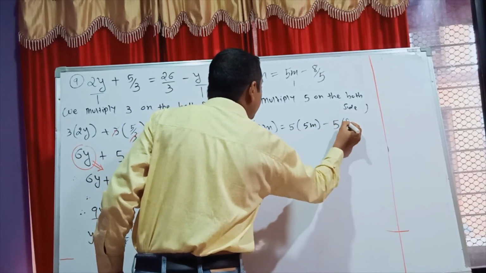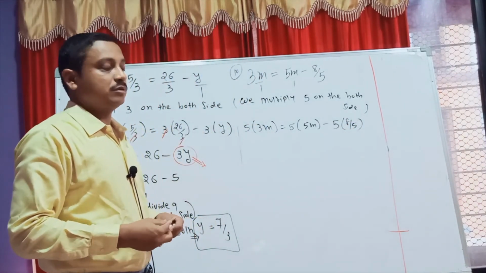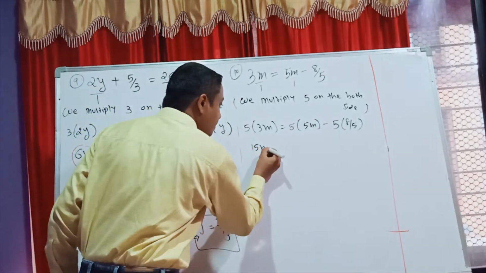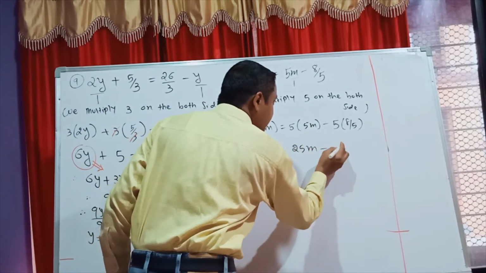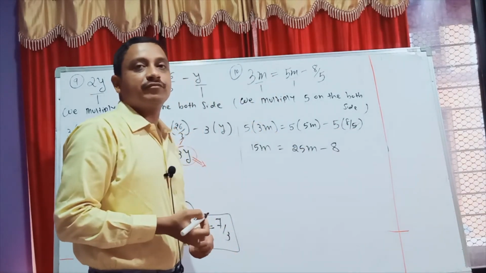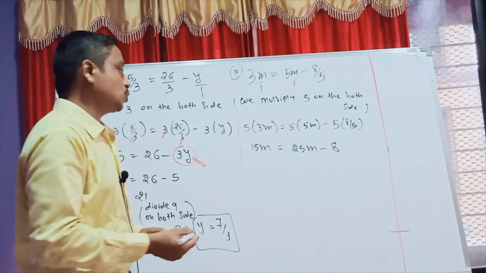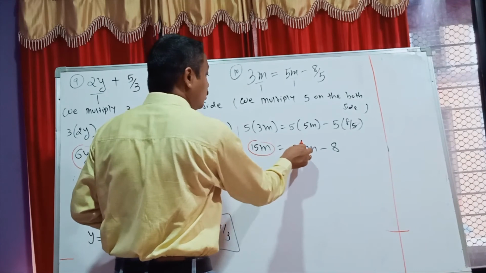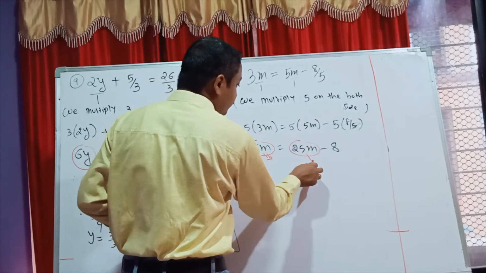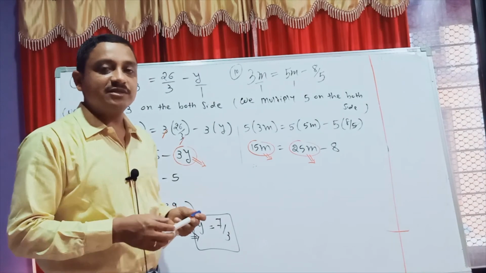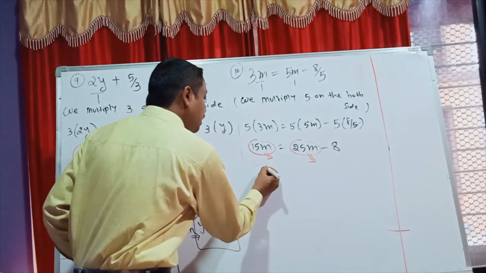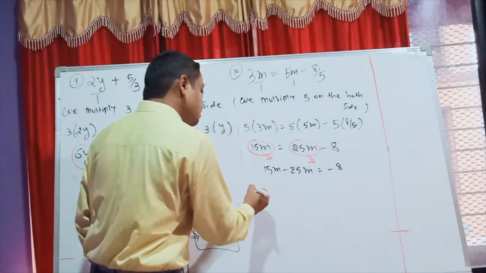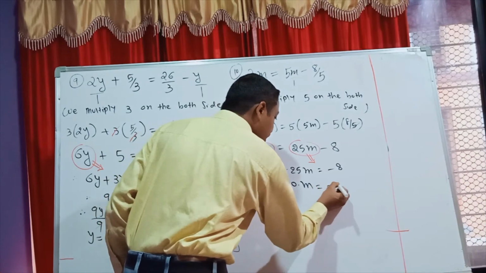5 multiplies to here 8 by 5. Now this 5 and this 5 cancel. Only I have 5 3s are 15m. Here 25m. And here how much? Only and only 8. So these two are like terms. Again I highlight for you, students: 15m and 25m, these two are our variables. Variables means like terms. They are the same. So 15m minus 25m is equal to minus 8. So how much? Minus 10m is equal to minus 8.